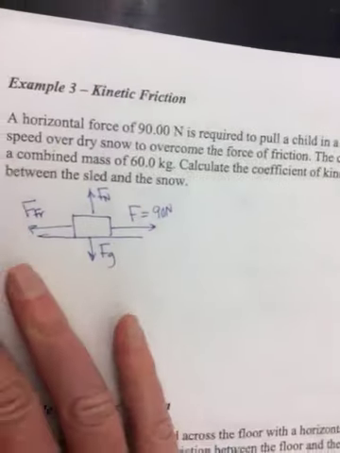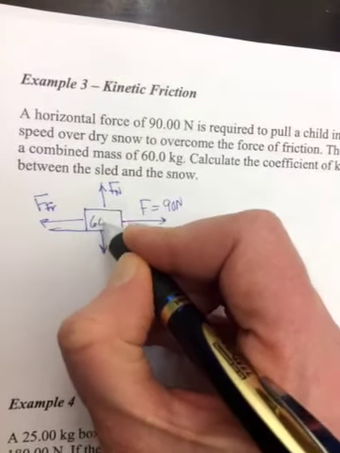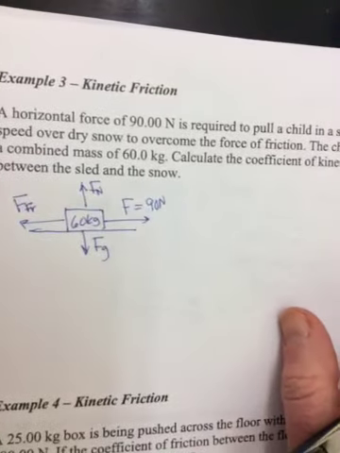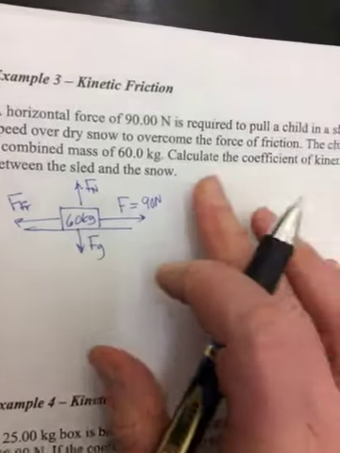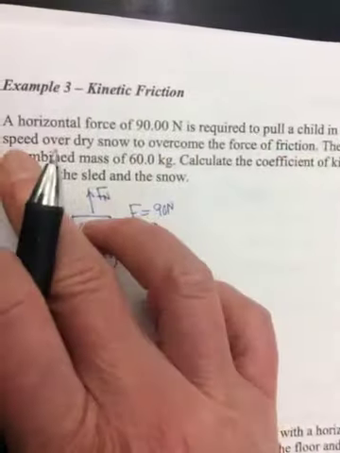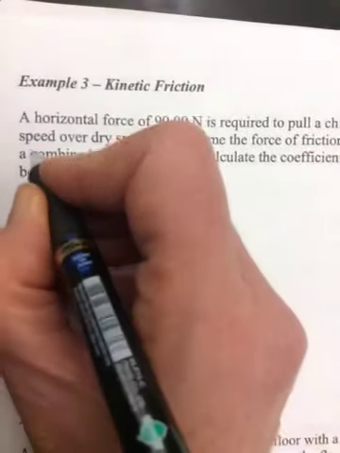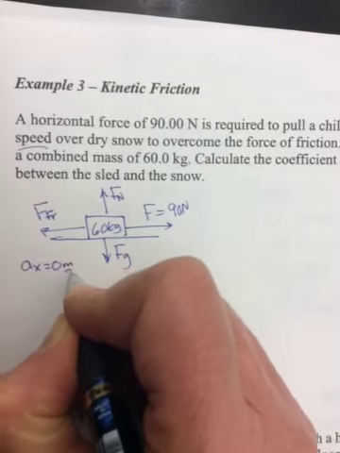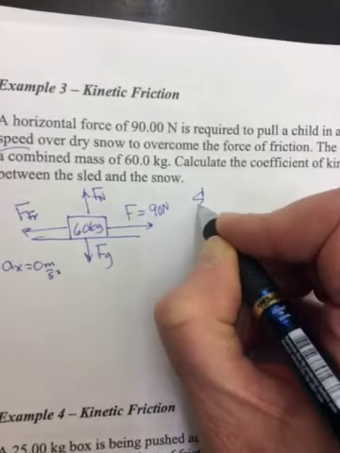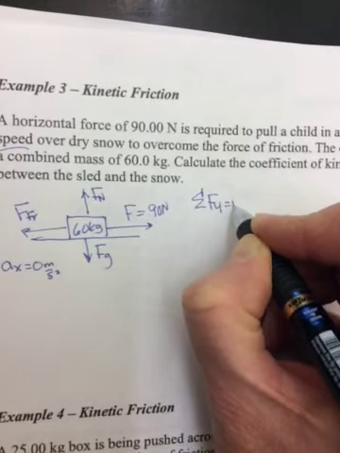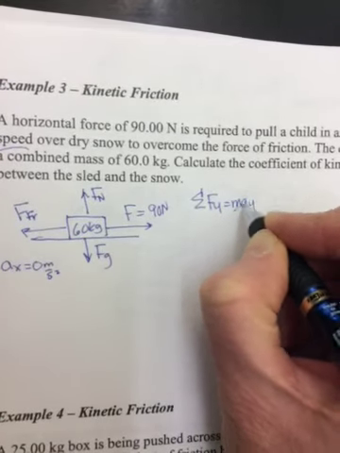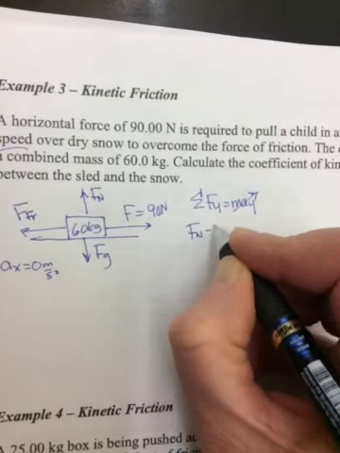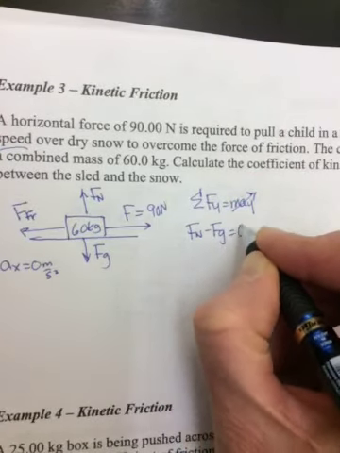The child and the sled have a combined mass of 60 kilograms. Calculate the coefficient of kinetic friction between the sled and the snow. Required to pull a child at a constant speed. Constant speed means ax will be 0. Its speed is not changing. So again, you start: sum of the forces in the y is equal to may. The kid and the sled are not going up into the air. So it means Fn minus Fg must equal 0.